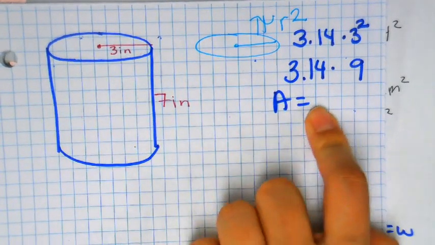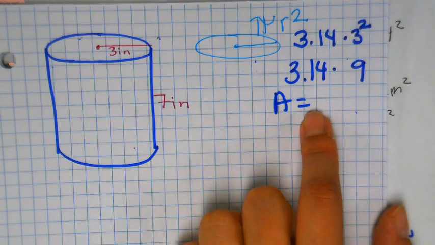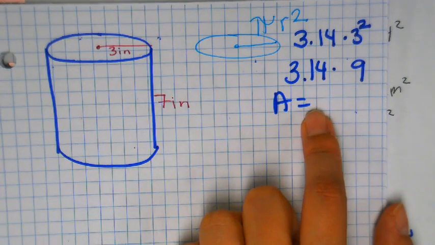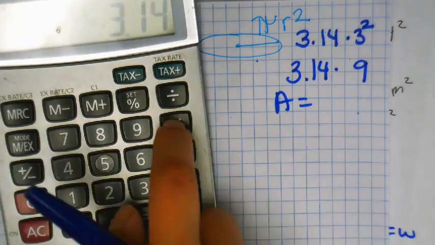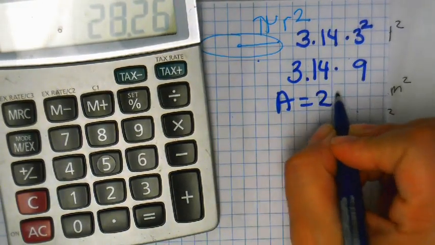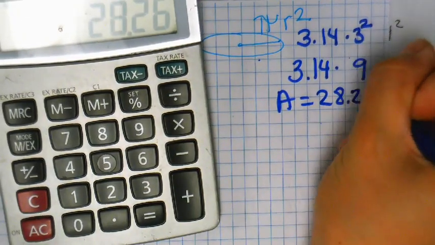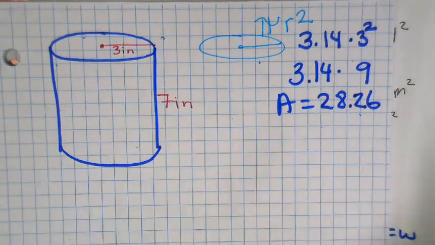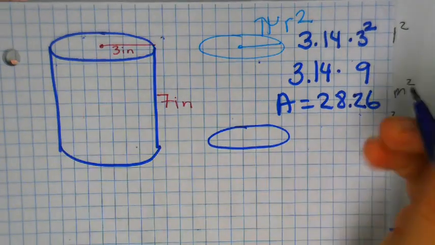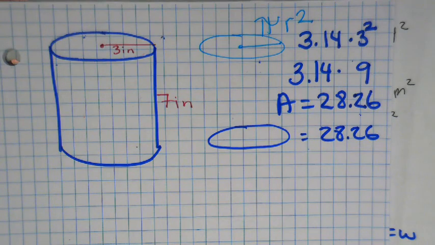So this is good practice of the area of a circle because you will 100% have to do the area of the circle. Will it be combined with surface area or just by itself? That we will not know until the test. I got 9 times 3.14, 28.26. Okay, so if the area of one circle is 28.26, then the second one is the same, 28.26.